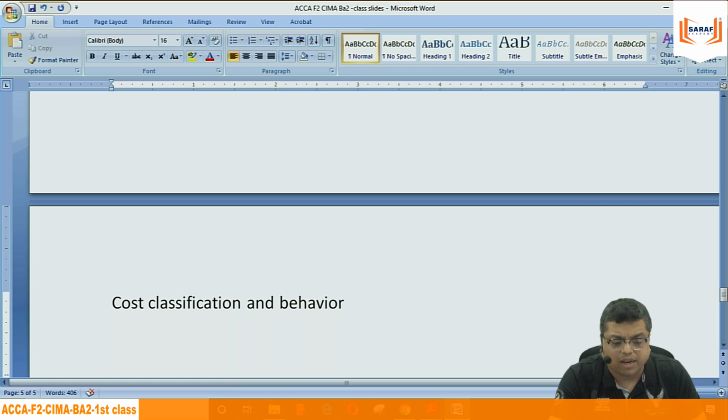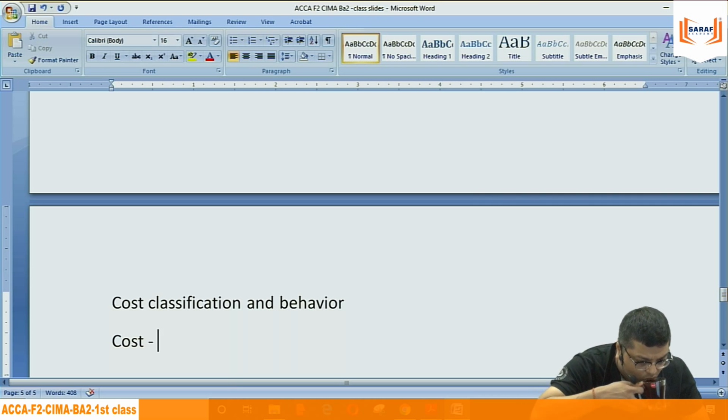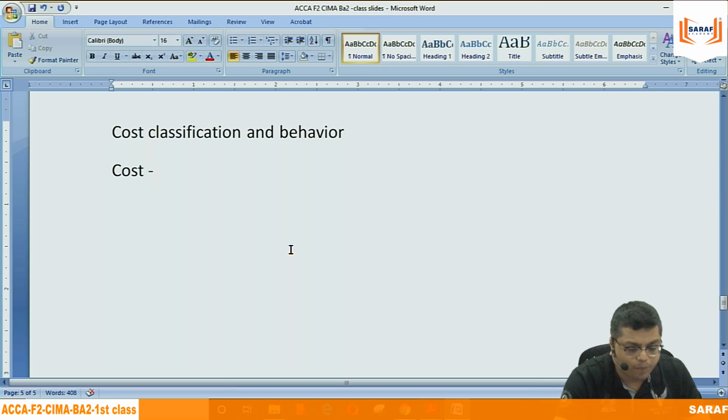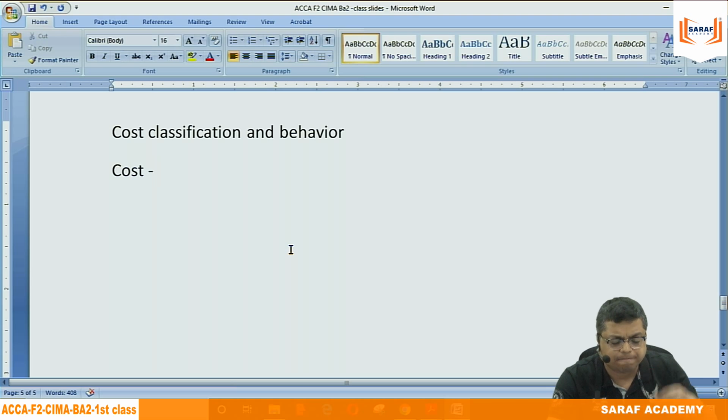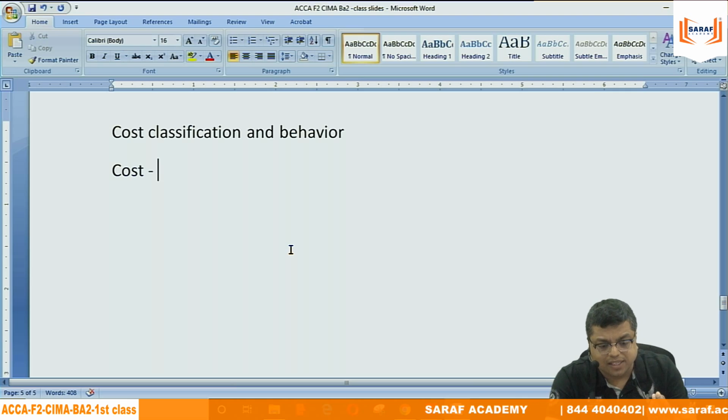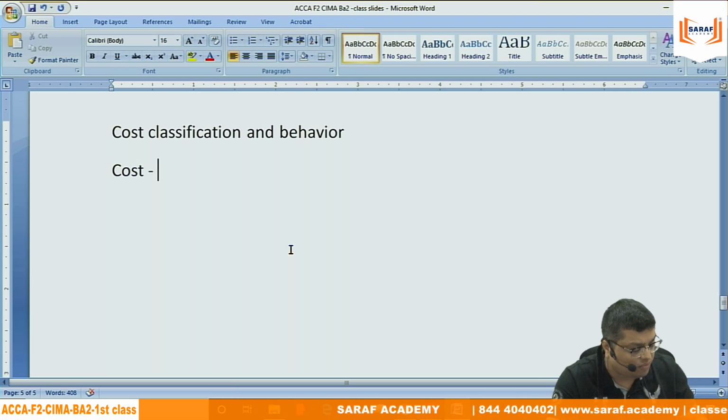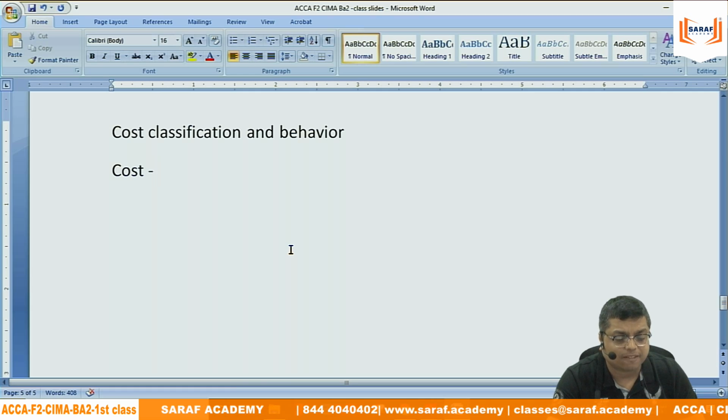Cost classification and behavior. For understanding this, if we will say what is cost, because management accounting starts with the knowledge of the word cost. So what is cost? Anybody can say in 1 or 2 lines what is cost. If anybody will ask you what is cost, then what will we say?